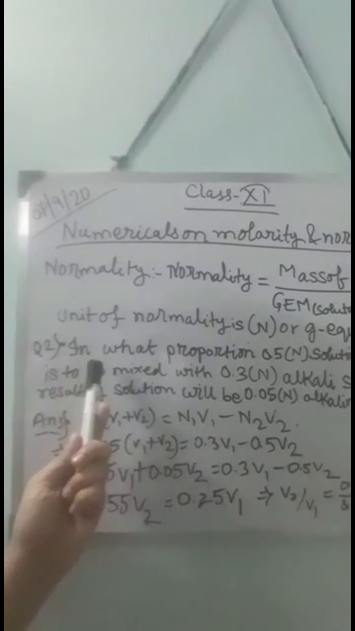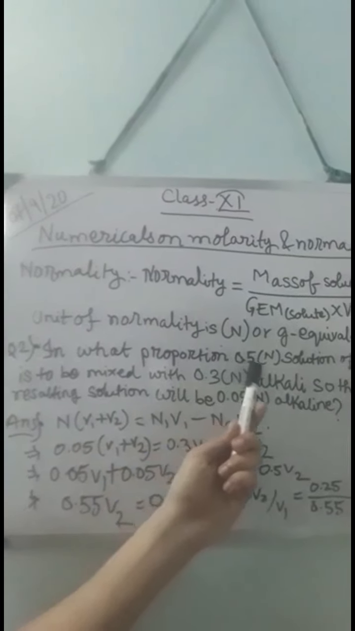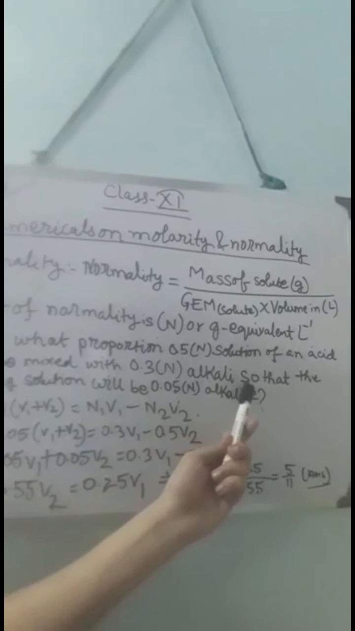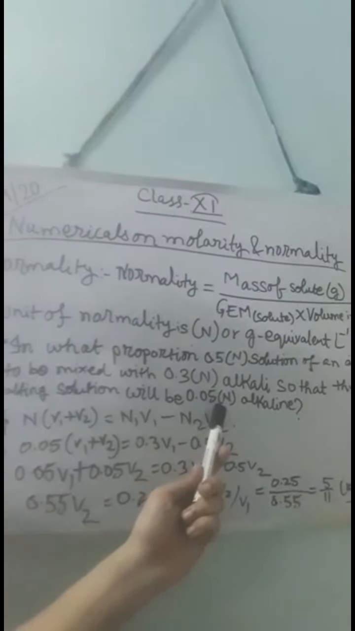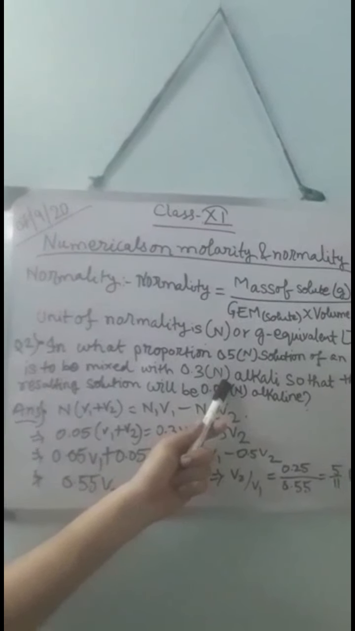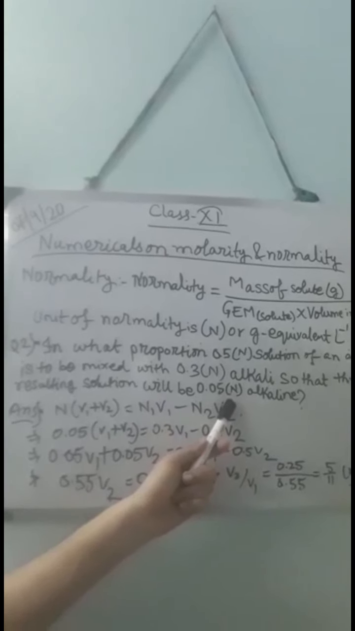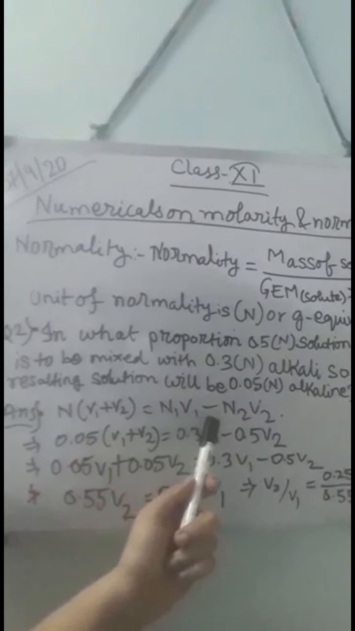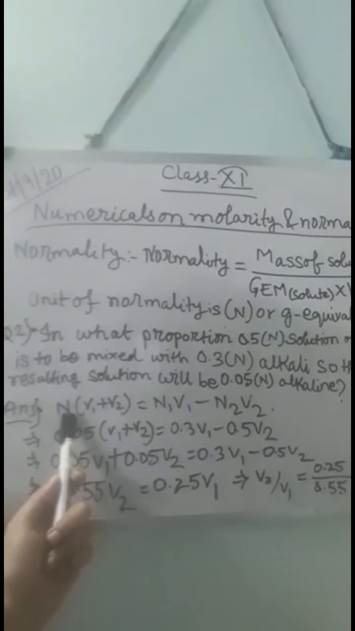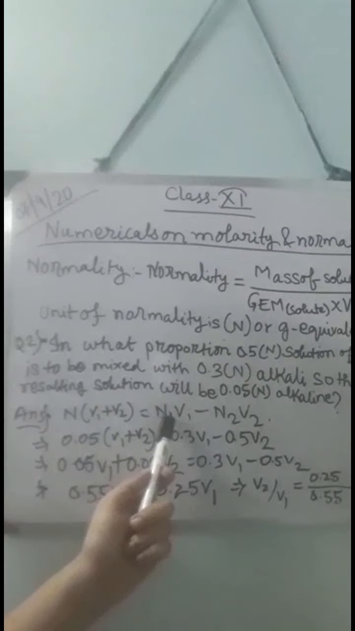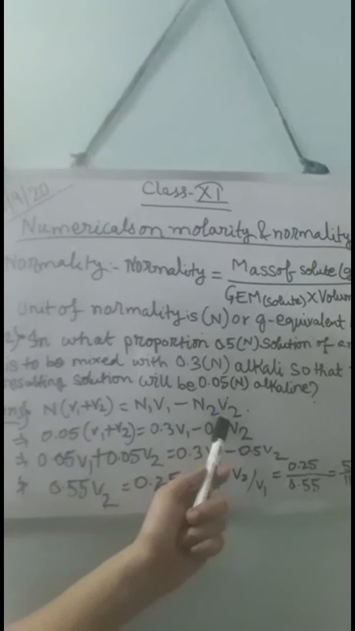The second one asks: in what proportion should a 0.5 normal solution of an acid be mixed with a 0.3 normal alkali, so that the resulting solution will be 0.05 normal alkaline? That means you are adding 0.5 normal acid to 0.3 normal alkali, clear, to create an alkaline solution. In such a case, you require this formula: N into (V1 plus V2) is equal to N1V1 minus N2V2, where N is the normality of the mixture, V1 plus V2 is the total volume of the mixture, N1V1 is the normality into volume of the alkali, and N2V2 is that of the acid.